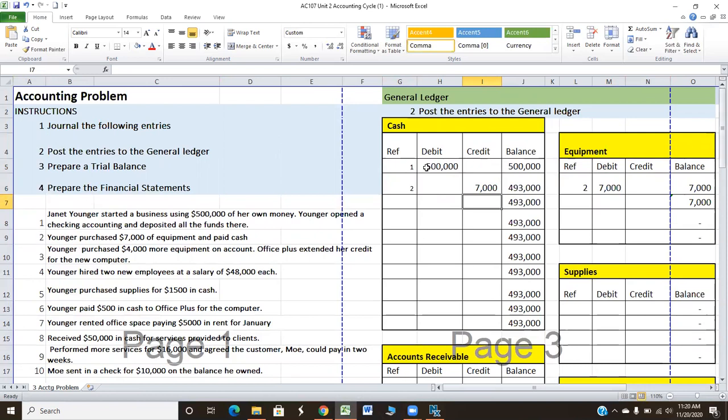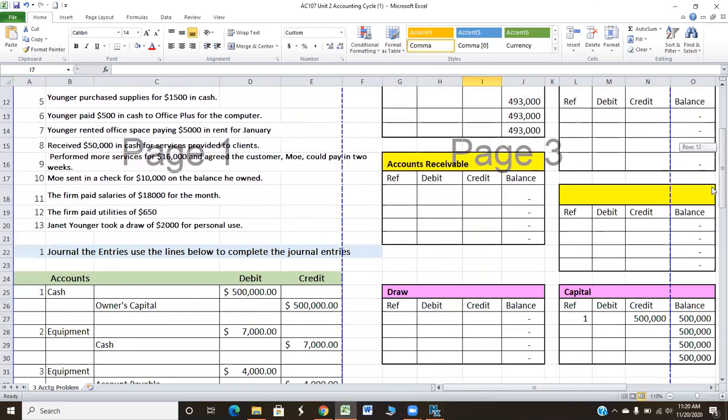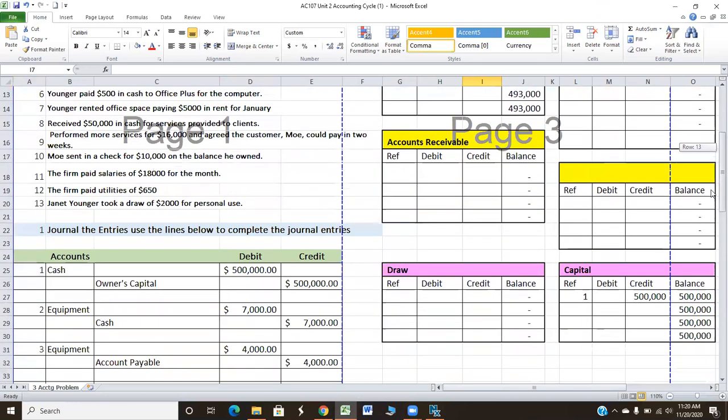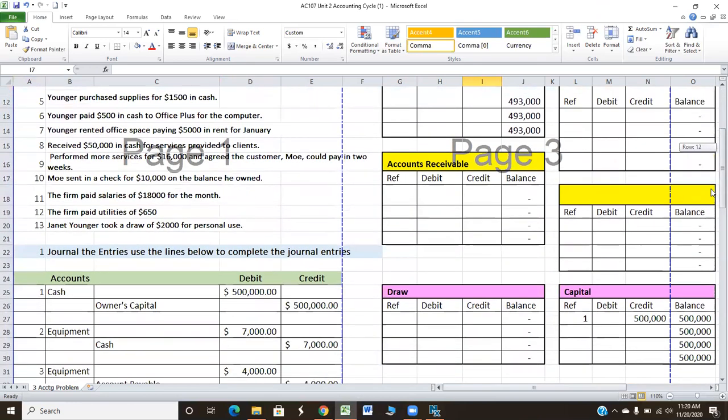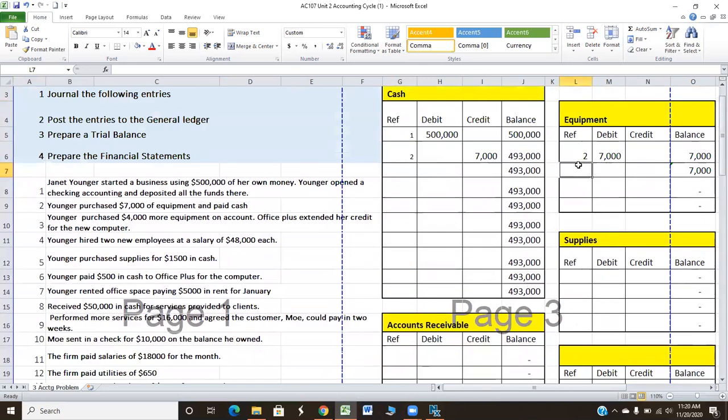Remember what I said, assets increase with a debit, decrease with a credit. So this credit brought the cash balance down. So this means we started our business with $500,000 of cash. Now we're slowly going down. We just lost 7,000. We spent it. We didn't lose it. We spent it appropriately. Number 3, we purchased equipment for $4,000. So we debited equipment 4,000. So reference 3, debited equipment 4,000.